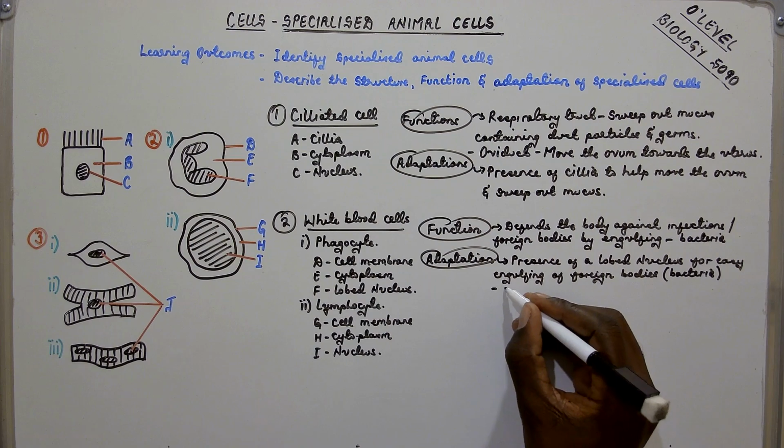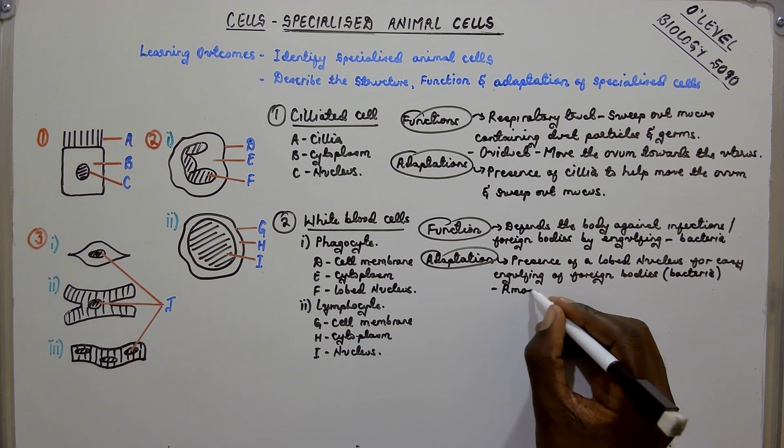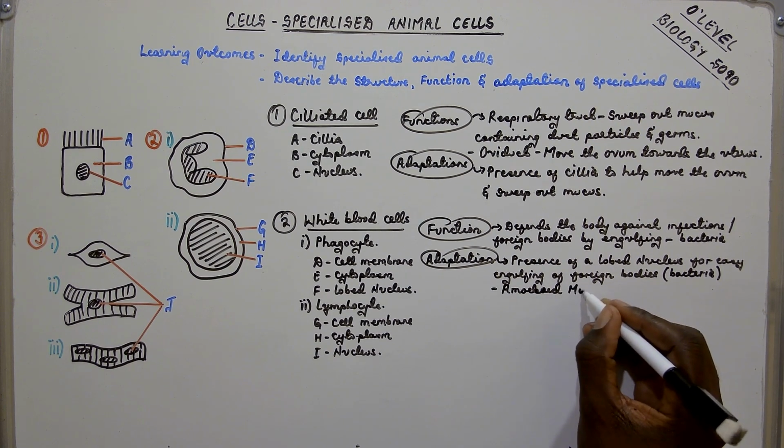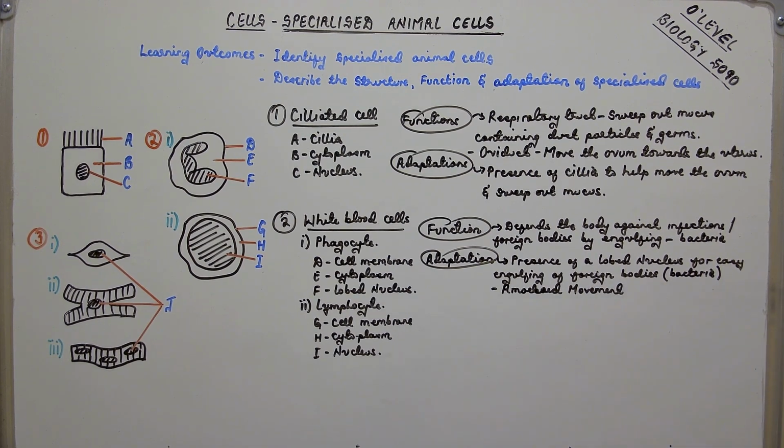So they possess amoeboid movements, which allows them to move towards germs. Easy movement towards germs, and as a result they move closer and they eventually engulf those particular foreign bodies.